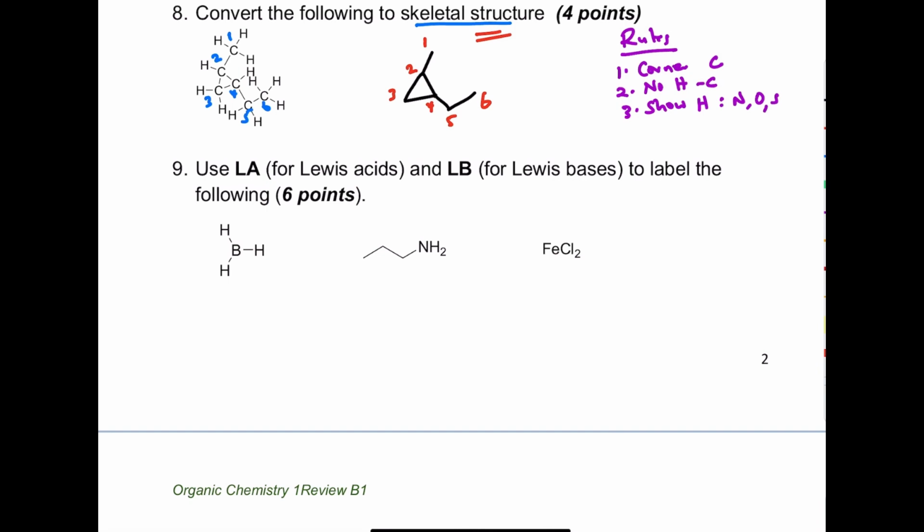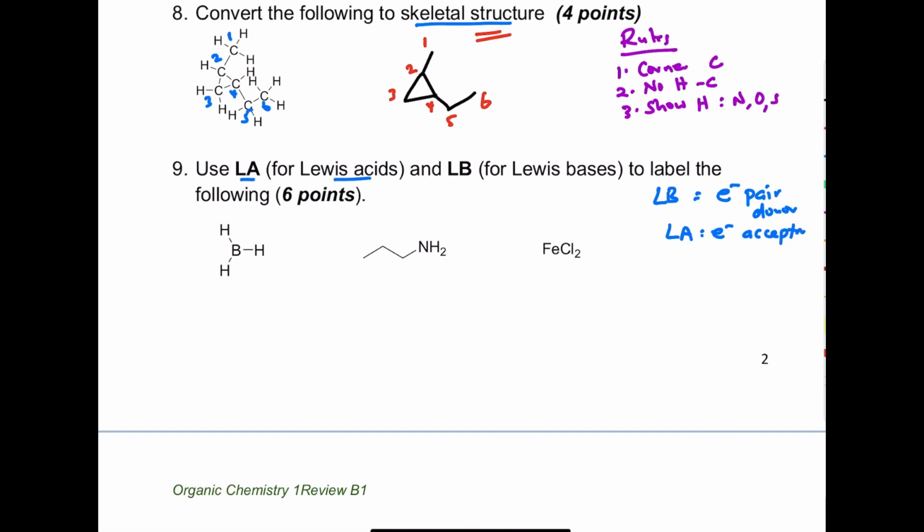Question number 9. Use LA for Lewis acids. Lewis bases are electron pair donors, while Lewis acids are electron pair acceptors.